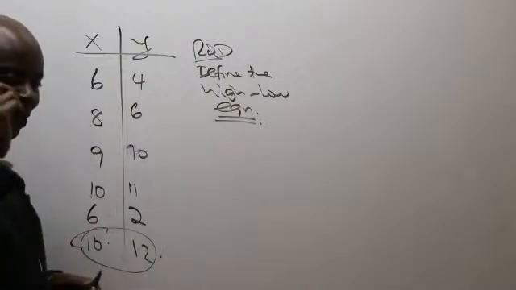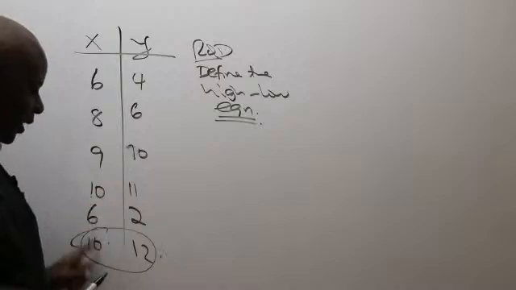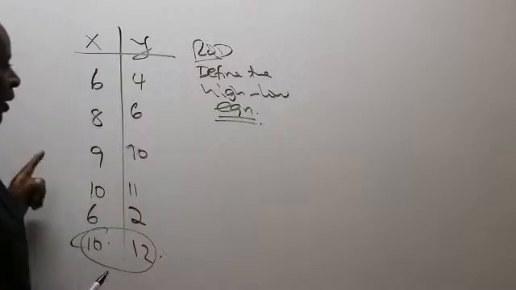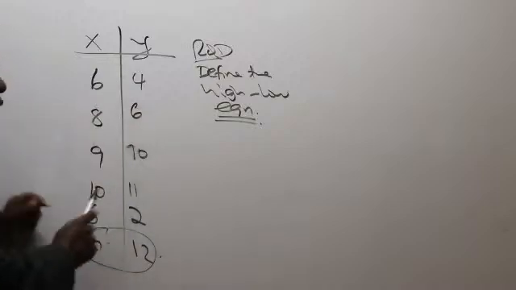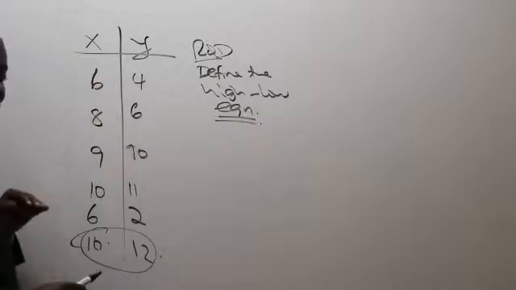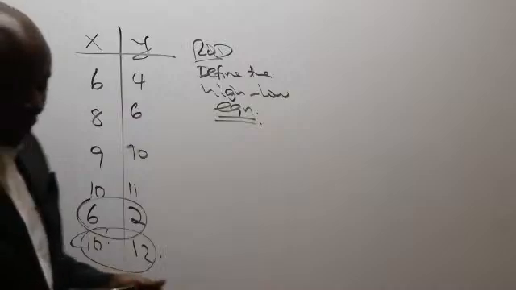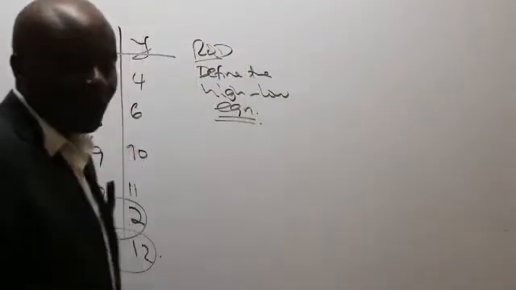Is there somebody who was able to reason like that? The highest, there are two, 10, 11, 10, 12. The highest of the highest will be 10, 12. The same case with the lowest. Lowest I can see it is 6, but you see we have 6 with the 4 and the 6 with the 2. So if it's lowest, it has to be lowest of the lowest. So 6 with the 2 prevails.